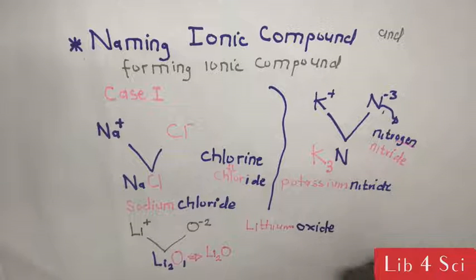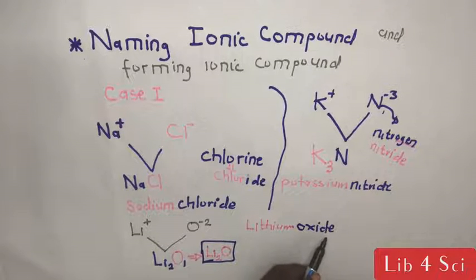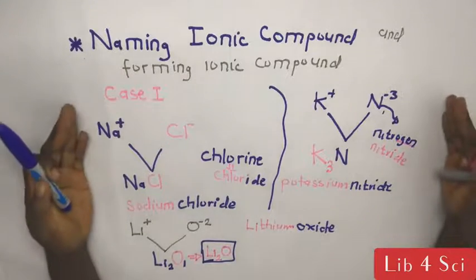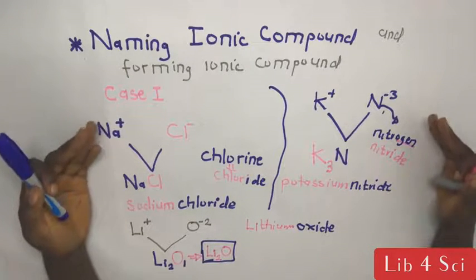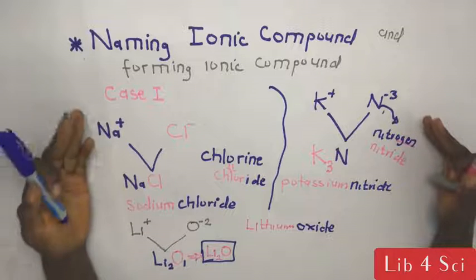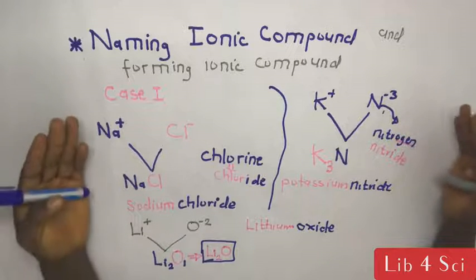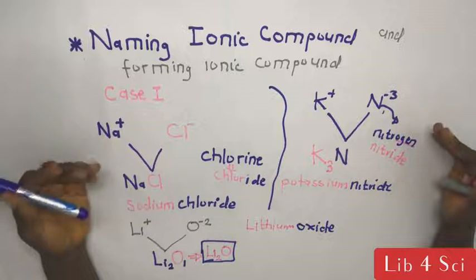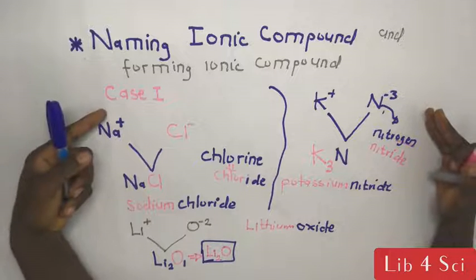So therefore, the name of this compound is lithium oxide. Let us summarize everything. We are learning about ionic compounds and how ionic compounds are formed. We have 4 cases in naming ionic compounds. In this video, we are looking at case 1.